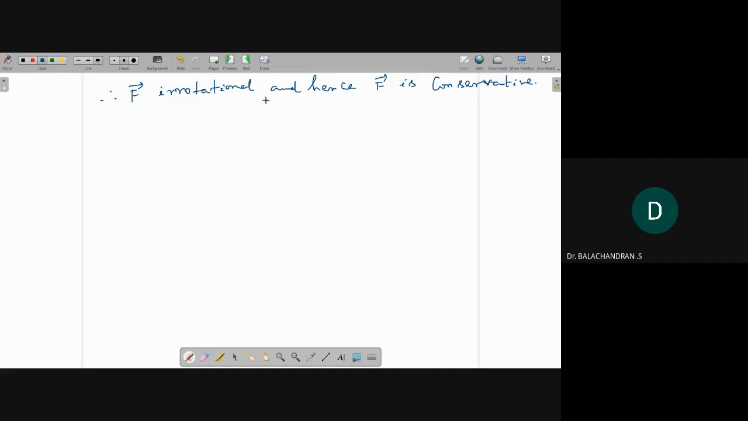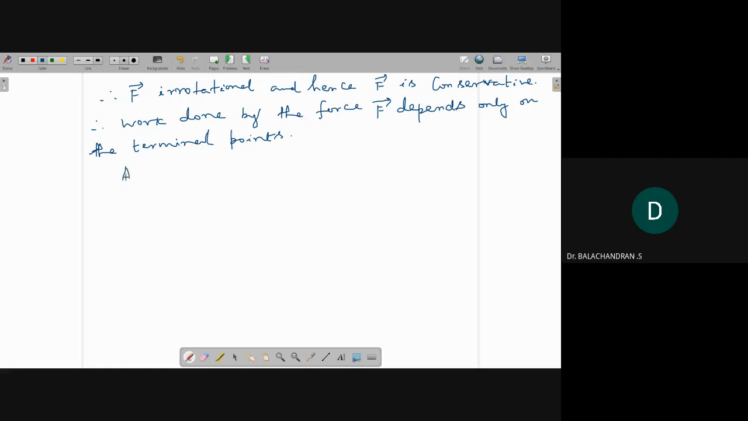So if F vector is conservative, we can say that work done by the force F vector depends only on the terminal points or end points. Also we have F vector is irrotational. Then already we proved that F vector equal to del phi. So from this we can find the phi.